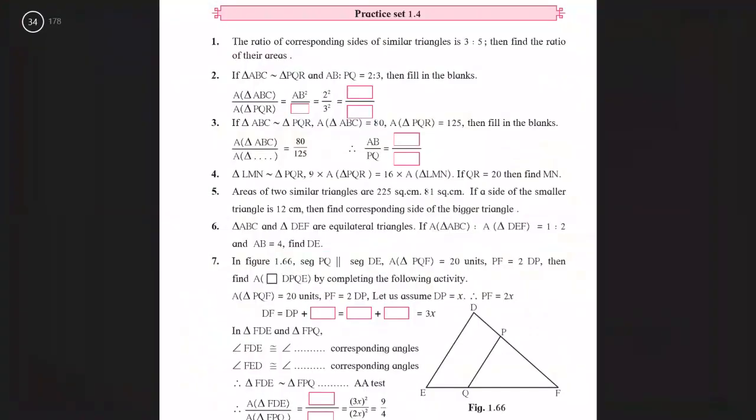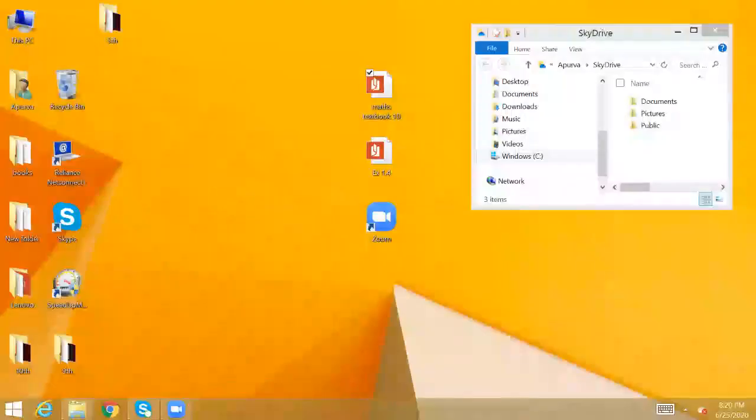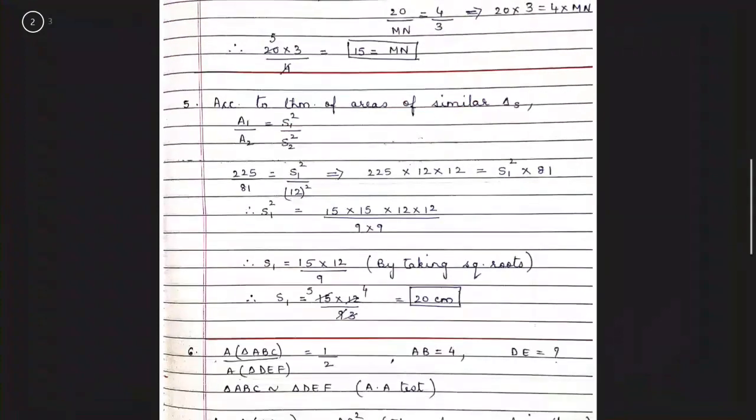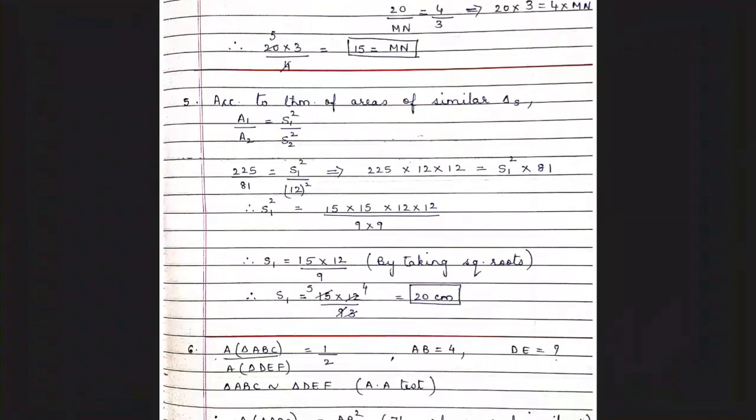Areas of two similar triangles are 225 square centimeter and 81 square centimeter. If a side of the smaller triangle is 12 centimeter, find the corresponding side of the bigger triangle. Now, very similar to whatever we have done so far, I have done this just to show you one particular thing, that is, according to the theorem of areas of similar triangles, A1 upon A2 we know is S1 square upon S2 square, where S1 and S2 stand for the respective sides of the triangles.